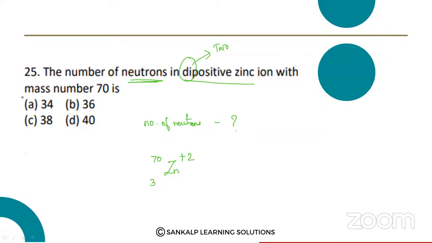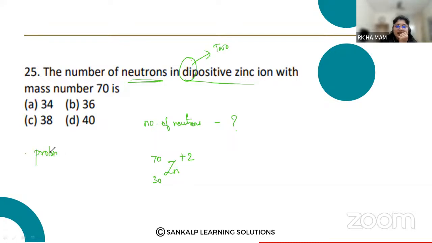Ma'am, the answer is 34. Okay, fine. Others, try to answer. Very easy. Last time I told you how to solve this. What is the atomic number of zinc? 30. Yes, it is 30. Very good. Now, how is the number of protons calculated? Protons are given by the atomic number, so the number of protons is 30.